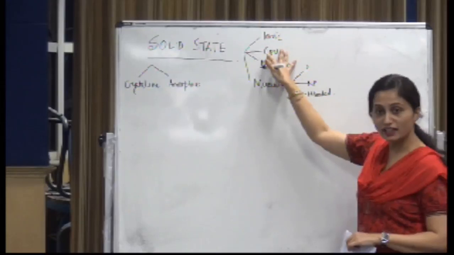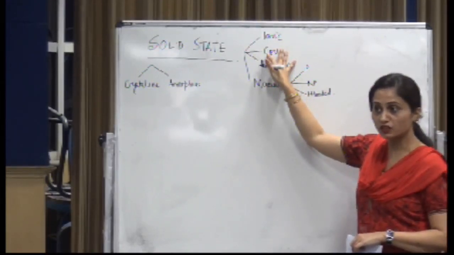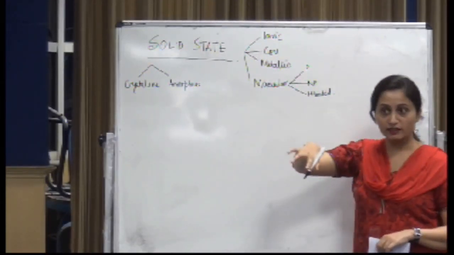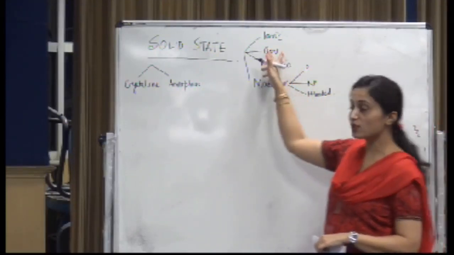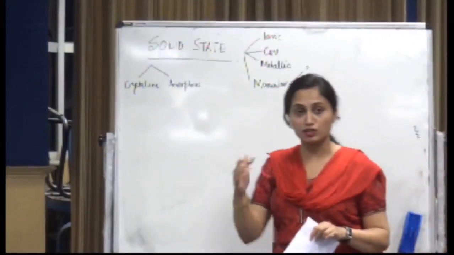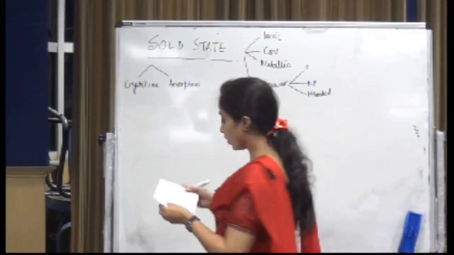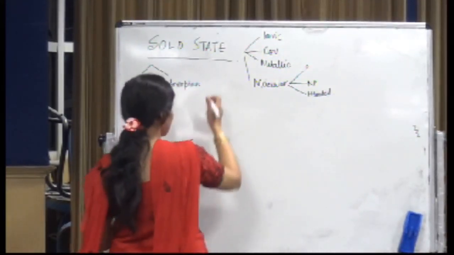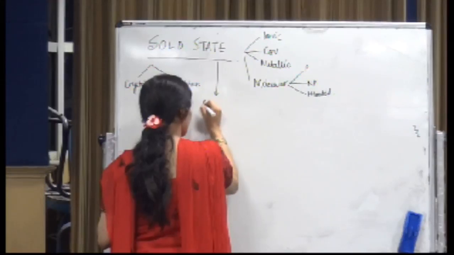Wherever you have a network, you generally put it in covalent solids. Last time I think Divya pointed it out. So what you can have is covalent network solids, when there is a network kind of arrangement. So that is a good demarcation.